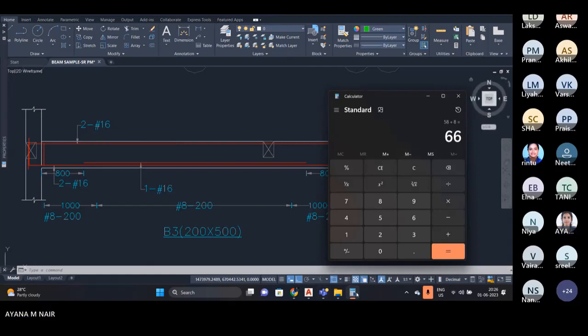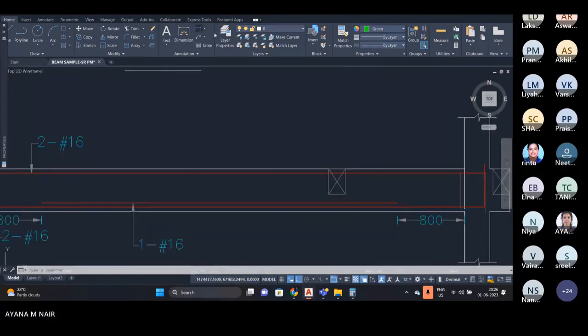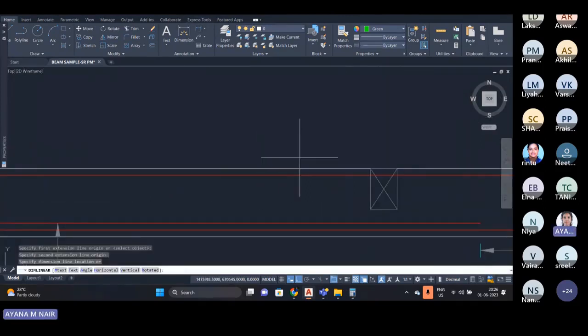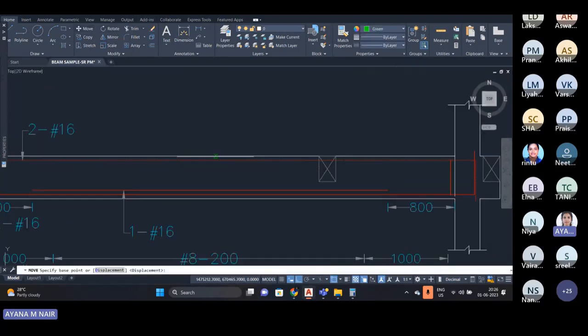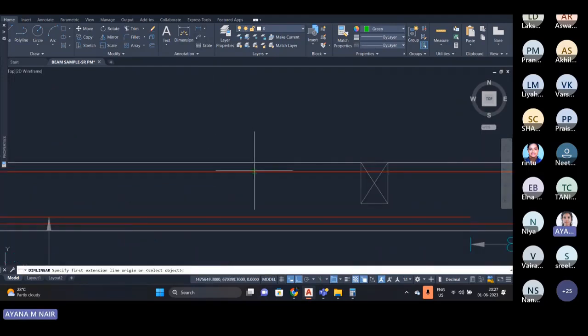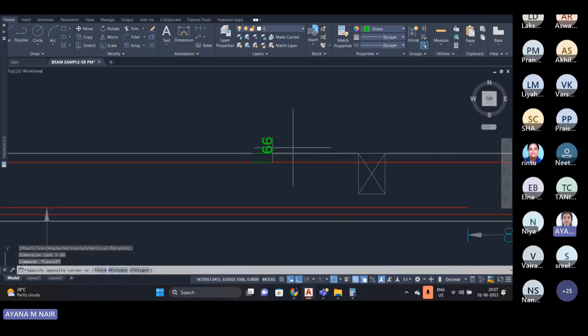Okay, but here the cover is only 50. So we have to correct this cover. For that, select this rebar and then move this by 16. 50 plus 16 is 66. So I have already told you the total cover to be provided is 66 mm. Okay.